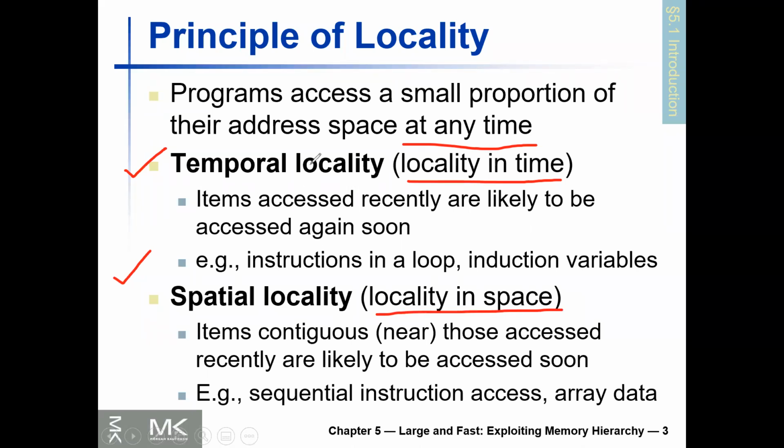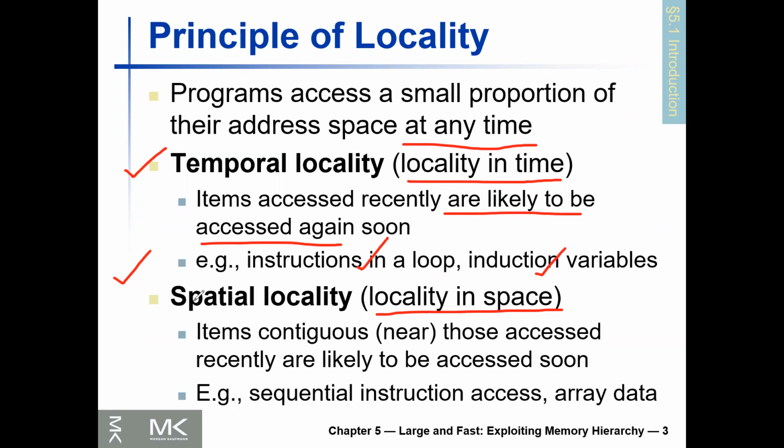Temporal locality means the items accessed recently, that is, the addresses or items which are being accessed by the processor recently, are likely to be accessed again. This is called the principle of locality. For example, instructions within a loop: we know that by the nature of a loop, it is going to repeat, so most likely it is going to be accessed again. Or induction variables are also an example of temporal locality.